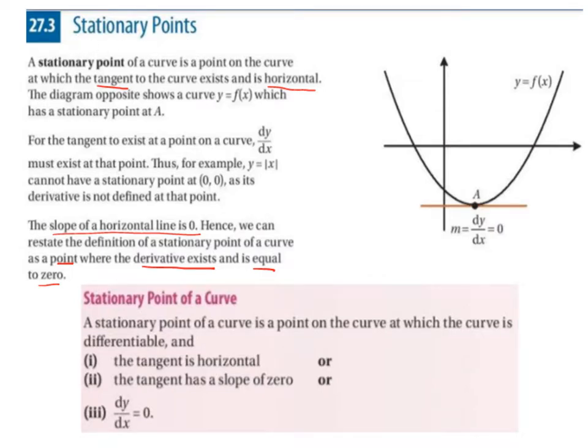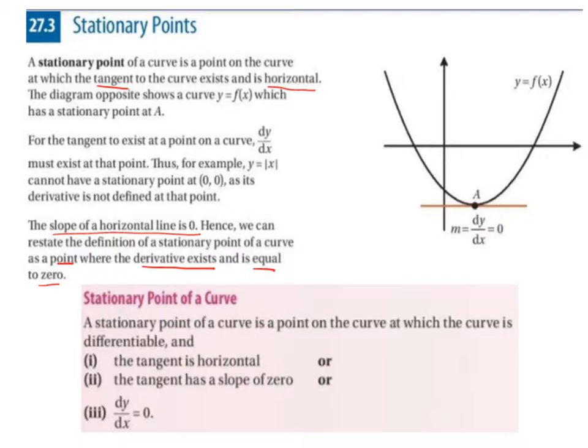Stationary points. A stationary point of a curve is a point on the curve at which the tangent to the curve exists and is horizontal. The diagram opposite shows a curve y equals f of x which has a stationary point at A.